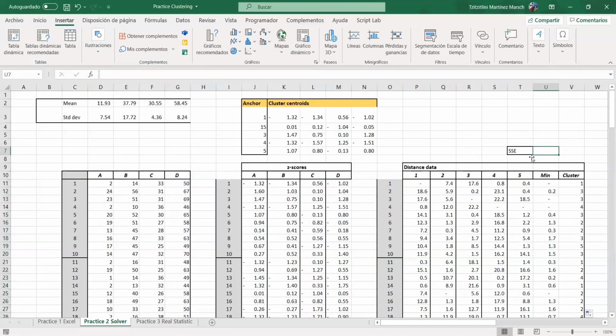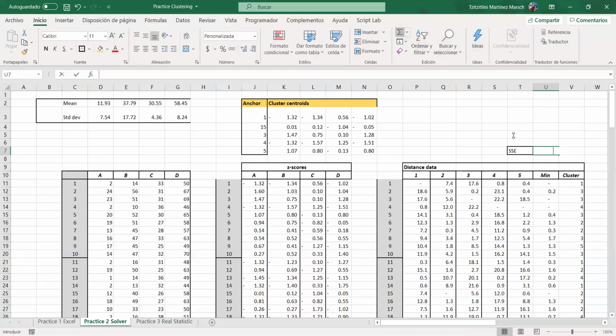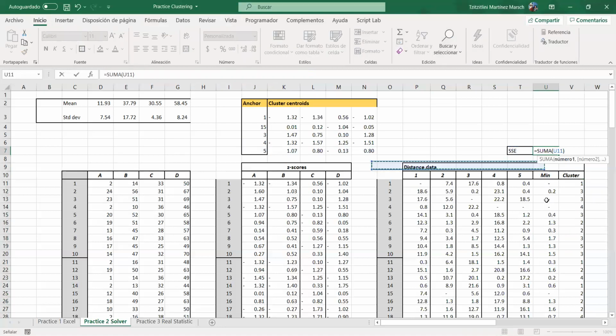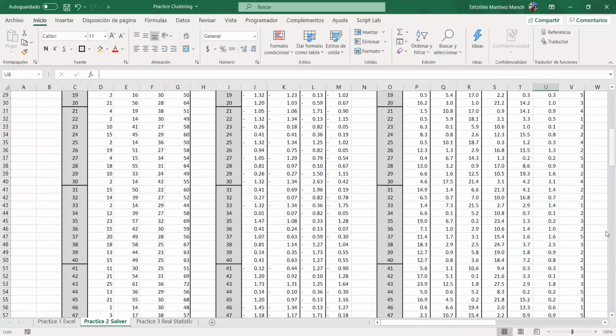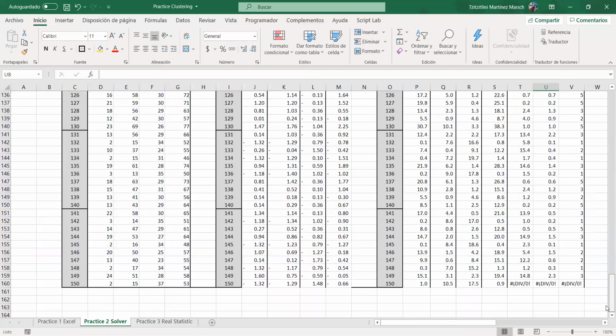There it is. And our minimum value, we're going to sum it up of all of this. Oh, we have an error here, which we should look into.